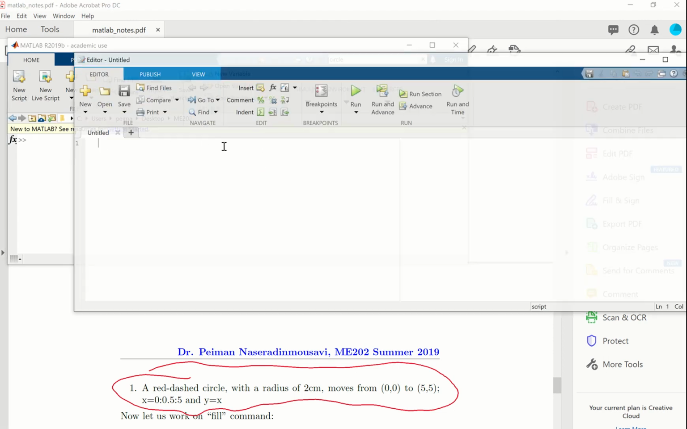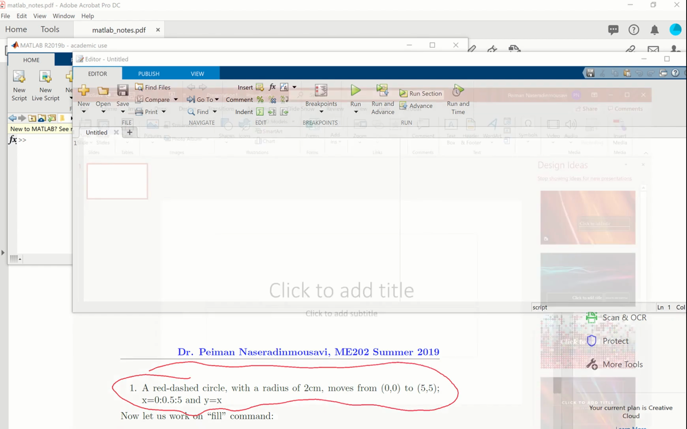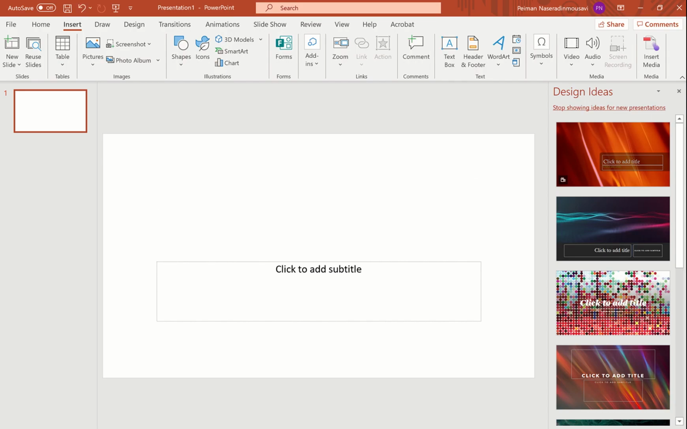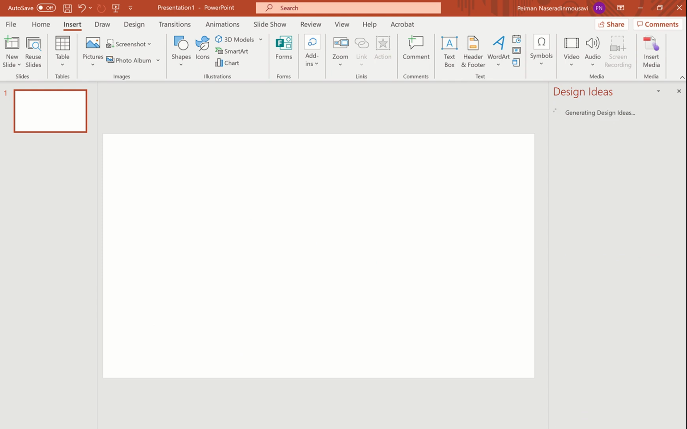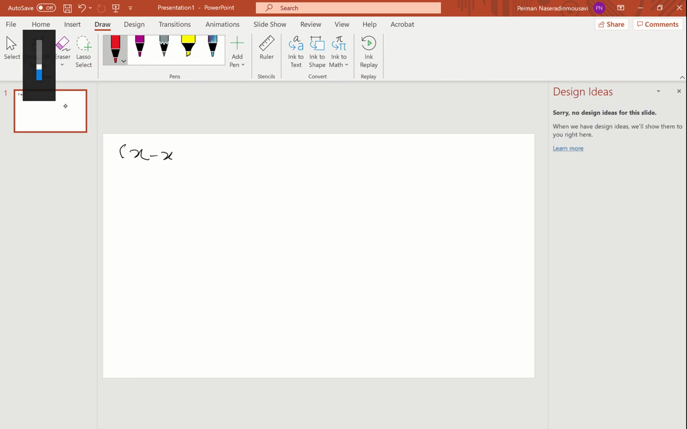If you haven't, let us do this. So guys, I'm opening this. But before going here, I have to teach you a little mathematics from high school. So you know that a circle equation is like this, right? It's like this: (x minus xc) squared plus (y minus yc) squared is r squared.